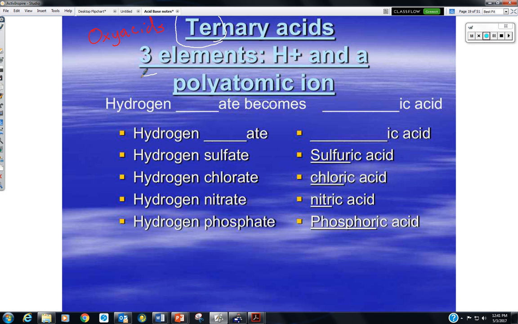Ternary means 3 or more elements, technically 3. So you're going to have hydrogen plus a polyatomic ion.